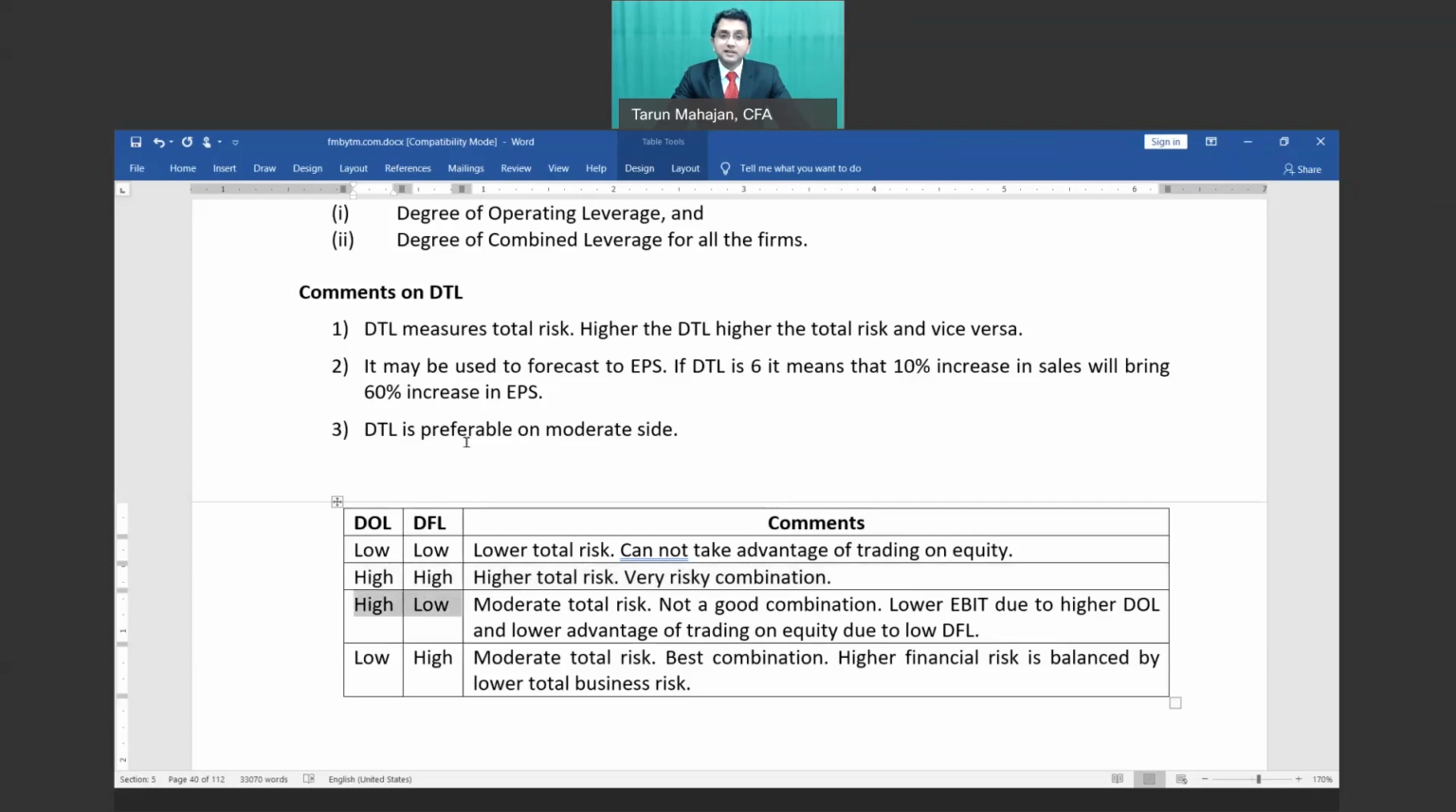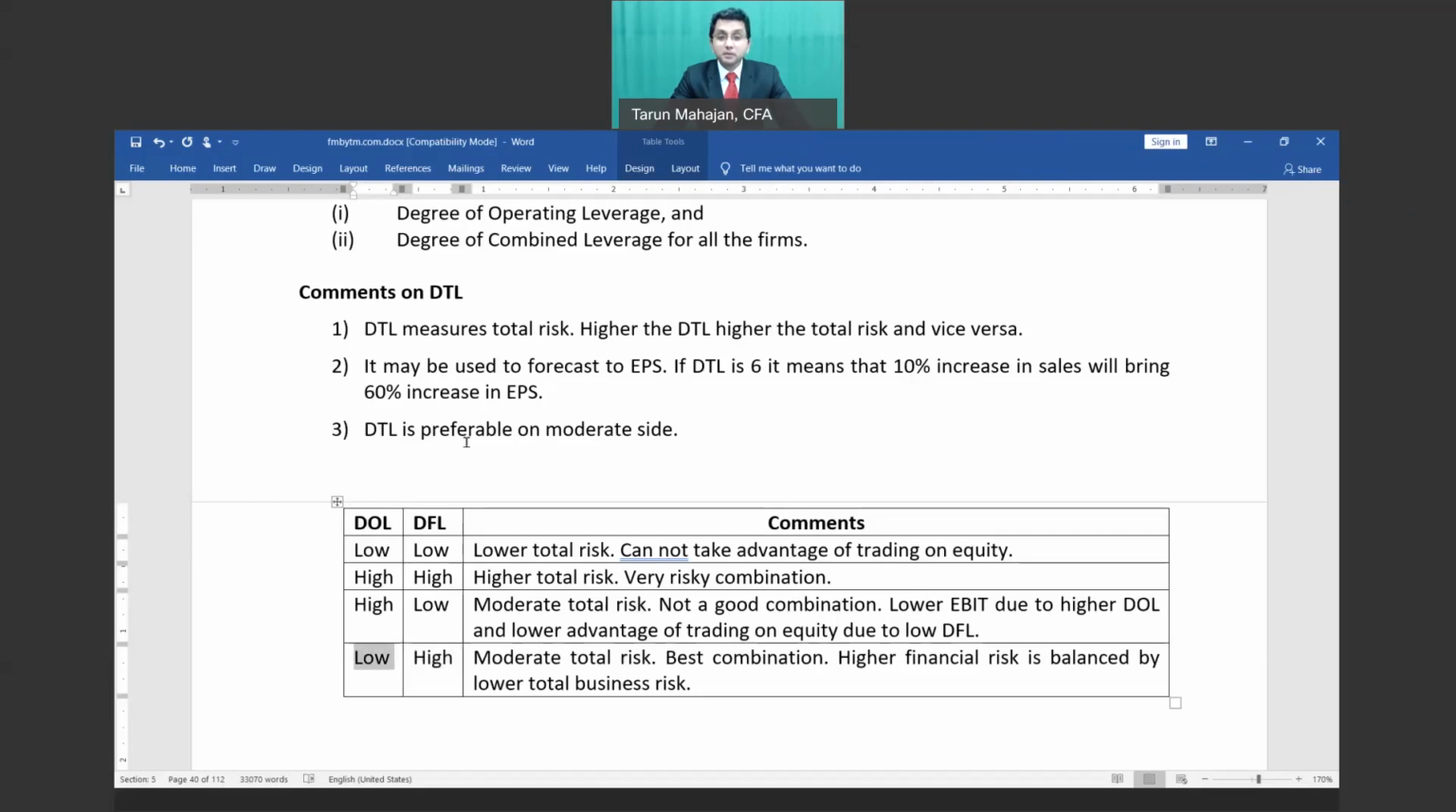If business risk is high and financial risk is low, though the total risk will be moderate, this is also a bad combination, because high business risk and low financial risk is just the opposite of what we want. The ideal combination is that your business risk should be low and your financial risk should be high.